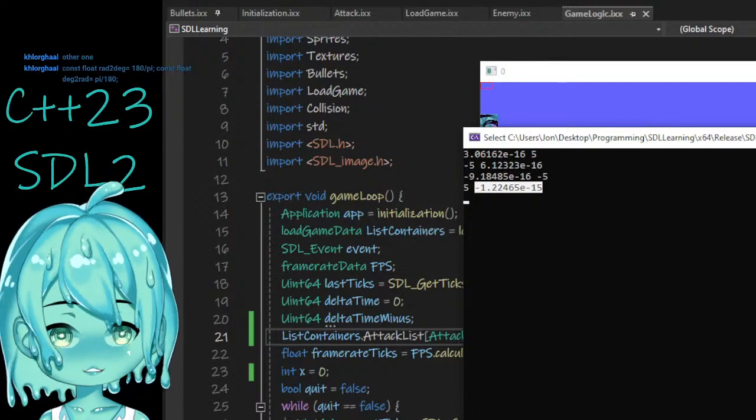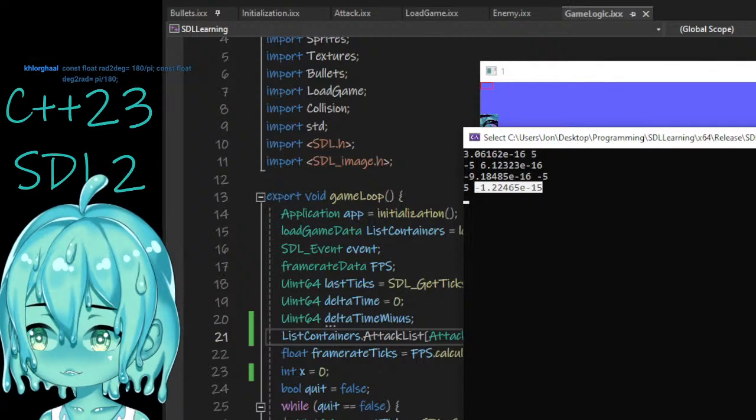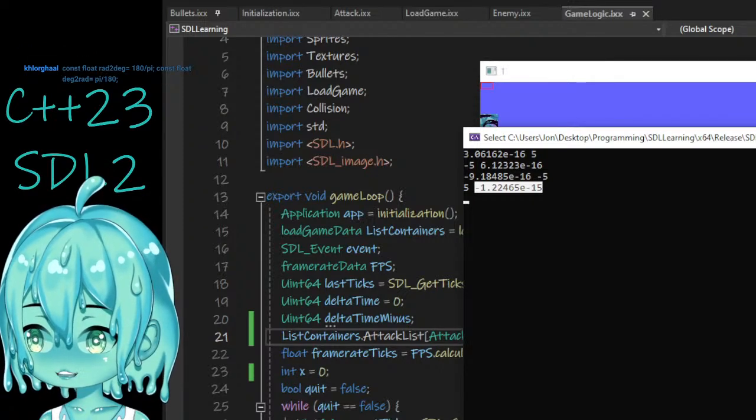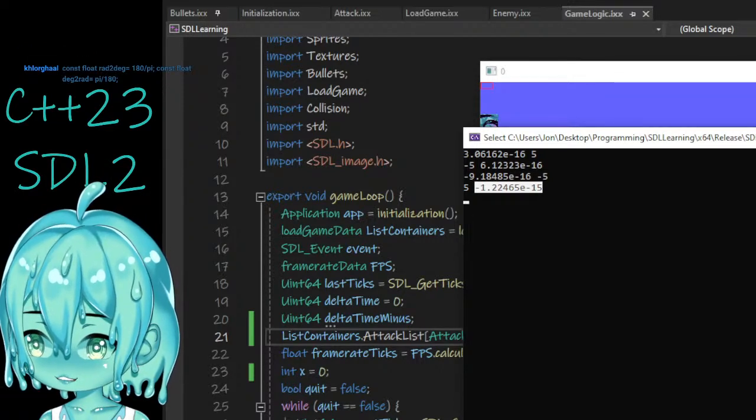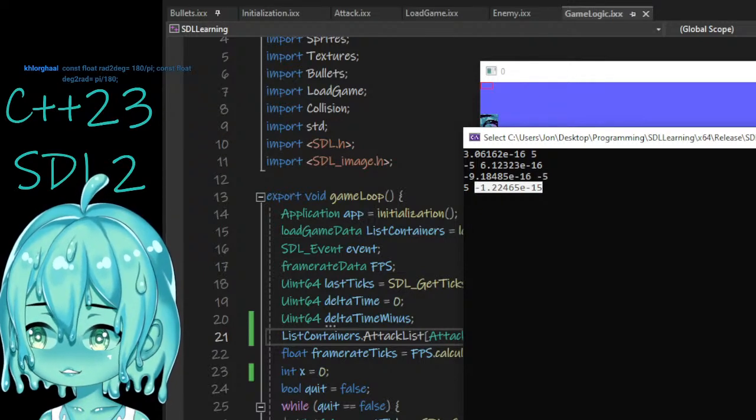Or a floating point error or whatever. Const float rad2degree equals 180 over pi. What? Const float degree2rad equals pi over 180. What are you trying to solve for there, Kahorga?